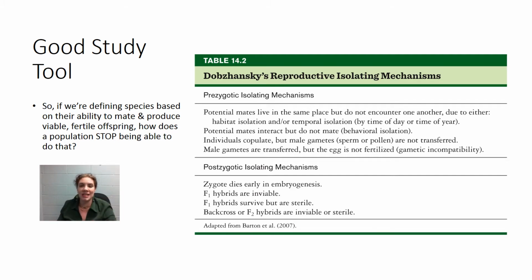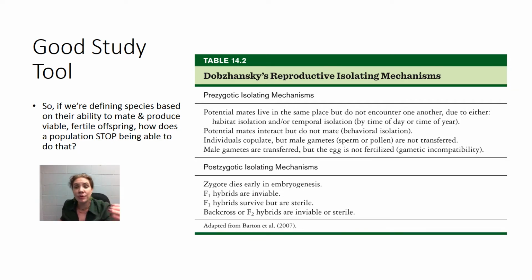You have your prezygotic isolating mechanisms, which is anything that keeps the egg from encountering the sperm and fertilization from happening. So some examples of this: the potential mates may live in the same place but not encounter each other, like the fish that live in slightly different depths that we just looked at. They may exhibit habitat isolation. Maybe some of the butterflies live in the tops of the trees and the others live down in the brush under in the forest. I don't know.